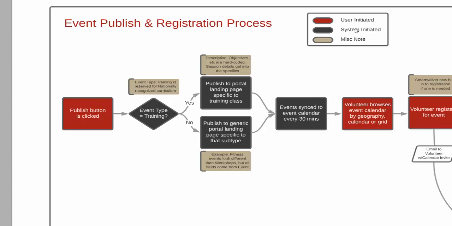For this flowchart, we've got three different color codes. The red is anything that's user initiated, meaning that somebody actually has to click a button or do something in order for that piece to happen. The darker color is system initiated, which means there's a built-in workflow or some kind of automation that kicks in. And the olive color is more of just a miscellaneous note for the video.